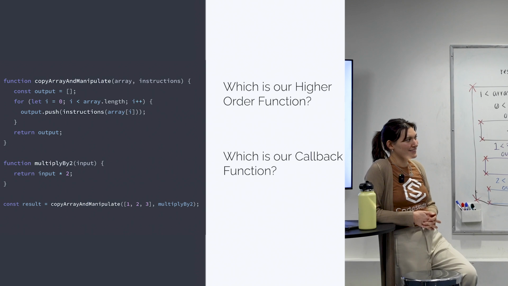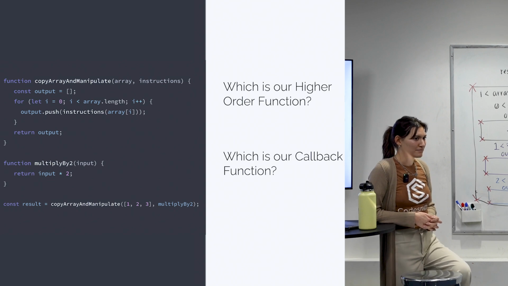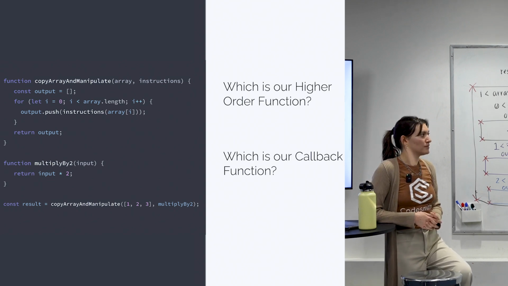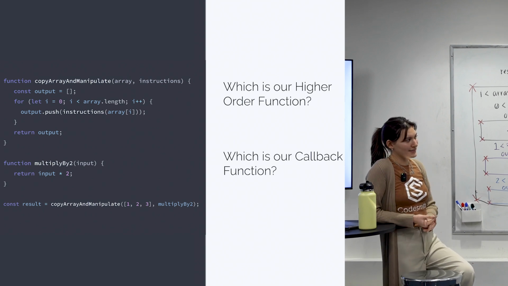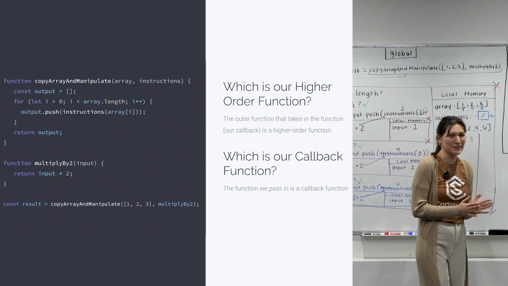Well, it's funny because I was going to actually go over what this is, but I know. Okay. I hope so. So, which is our higher order function? Higher order function is the function copy array and manipulate function. And why do you think that is? Because we're able to pass another function into that function. So which one is the callback? Multiply by 2. And why is that? Because we're passing its definition into a higher order function, and then we're calling it inside of a higher order function. Yes, absolutely, 100%. Perfect, great explanations. We don't have to go through it all over again.